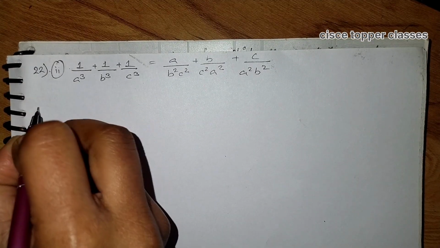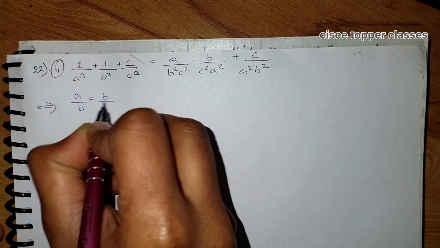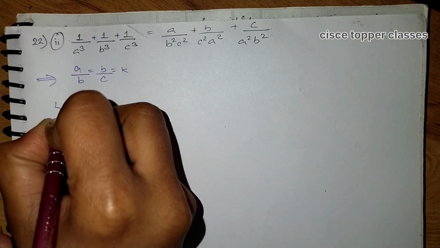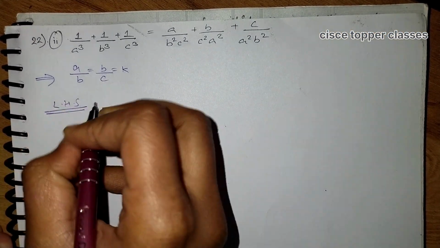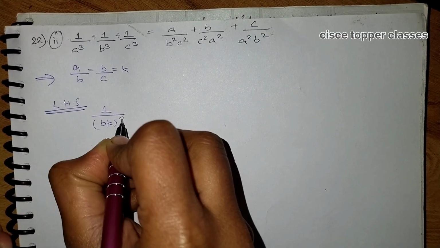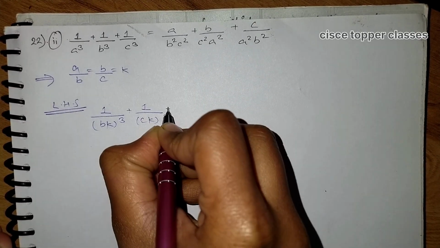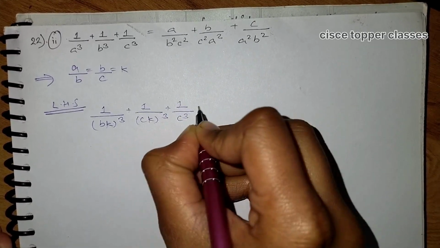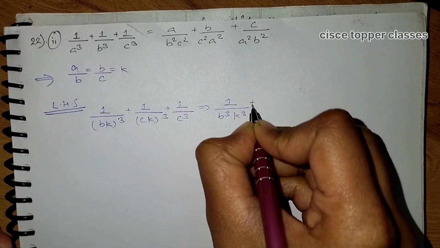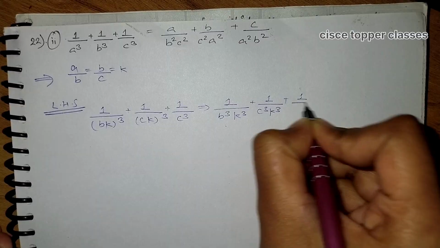Now solve question number 22, second part. If we take A, B, C in continued proportion, A by B and B by C equal to K. So in the LHS part, left hand side, we can put the values. 1 by A cube will become 1 by (BK) whole cube. Then plus 1 by B cube will become (CK) whole cube, plus 1 by C cube. So it will become 1 by B cube K cube plus 1 by C cube K cube plus 1 by C cube.